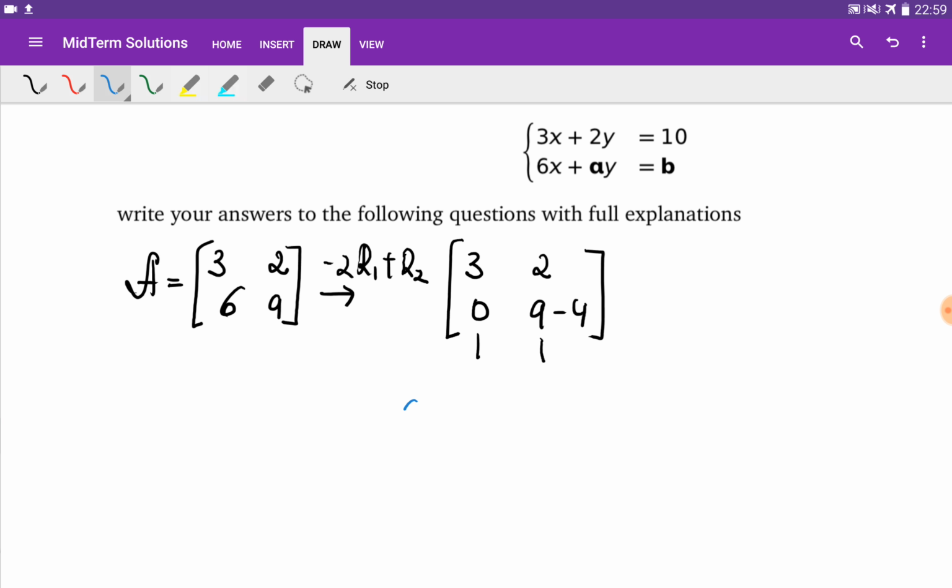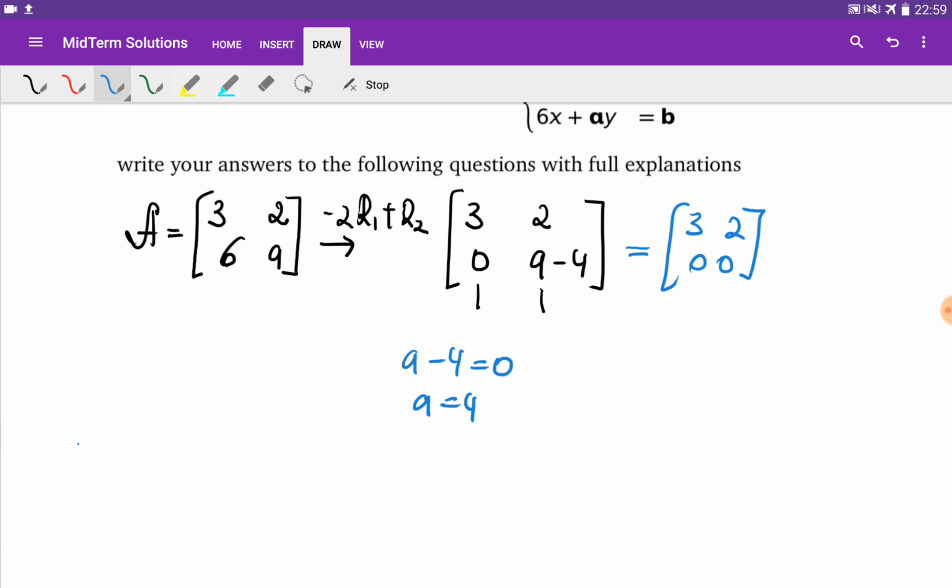But if a minus 4 is equal to 0, or basically a is equal to 4, then this matrix becomes 3, 2, 0, 0, and depending on the right hand side part, the system might have no solution, or it might have infinitely many solutions.